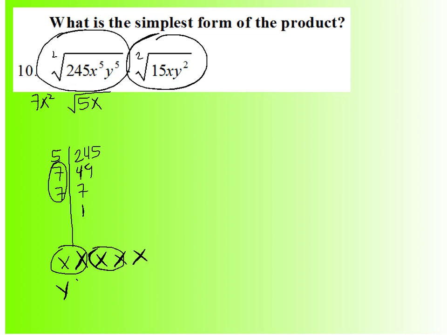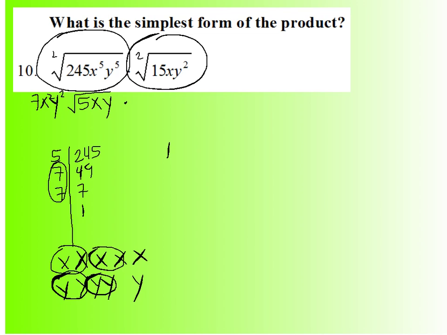And then again, I have 5 y's. So I've got 2 in a group, 2 groups. So y squared with 1 y left over. So I'm going to take this and multiply it with whatever I get over here when I simplify it.